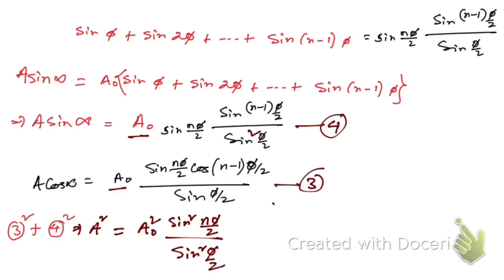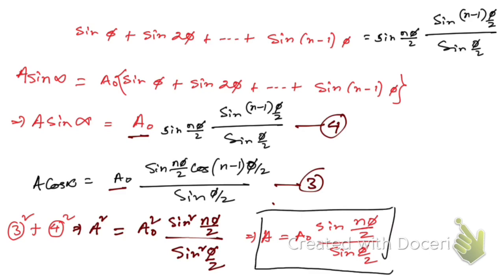This is what we have got. So now you see, what we have got here, this is the resultant amplitude. If you find A here, so remove the square, A equals A naught sine n phi by 2 by sine phi by 2. That's what we have got, right? So this is the resultant amplitude.